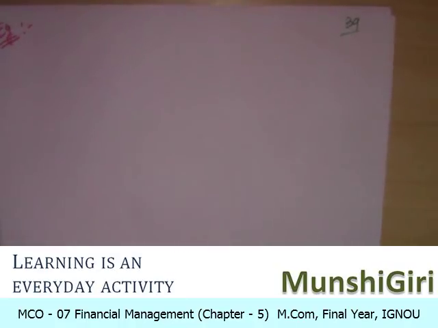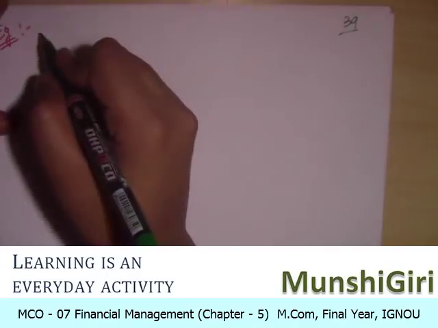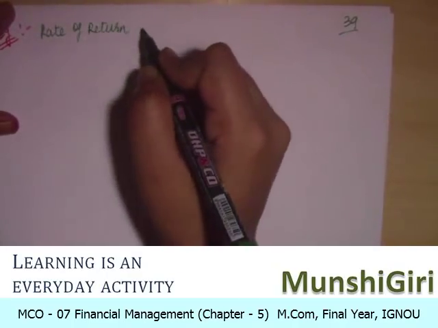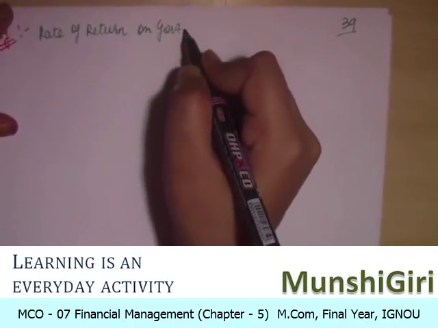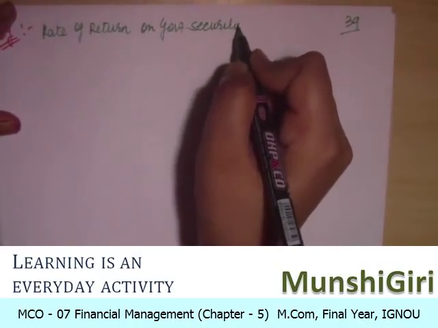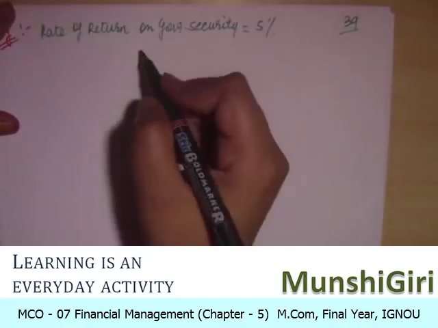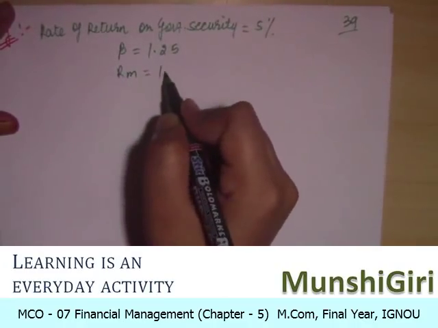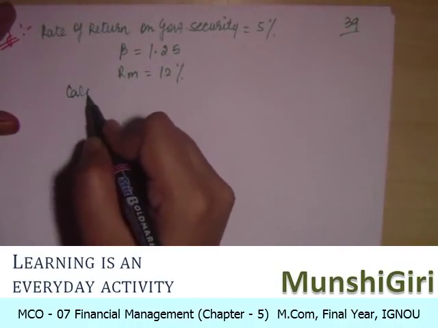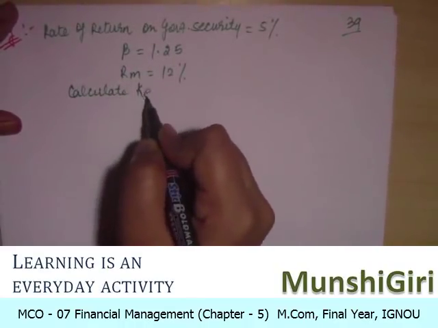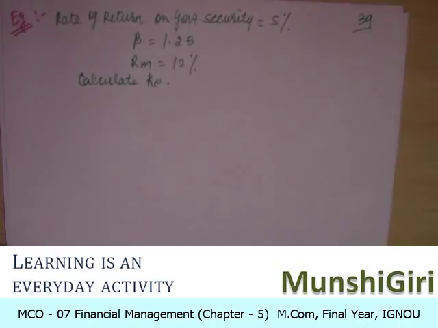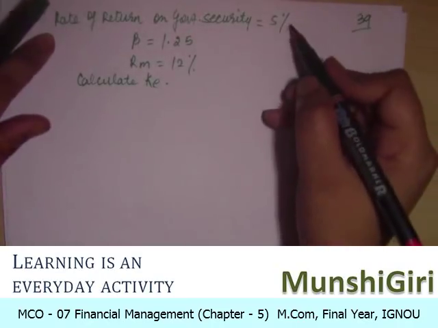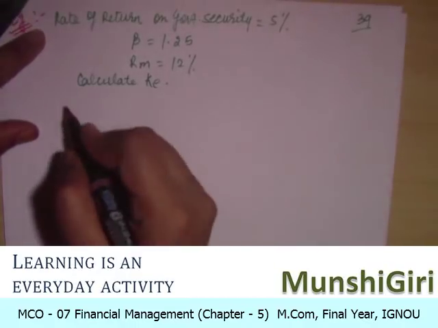Rate of return on government security is 5%. Beta is 1.25. RM is 12%. You have to calculate KE. You can see clearly that the CAPM method will be used here, as risk-free return is given, RM is given, and beta is given to you.